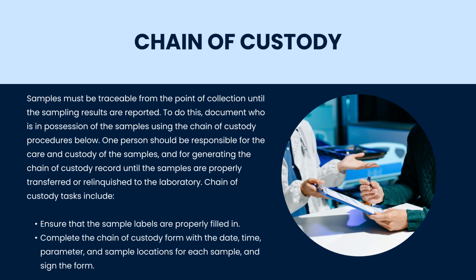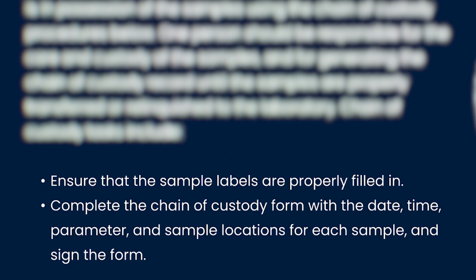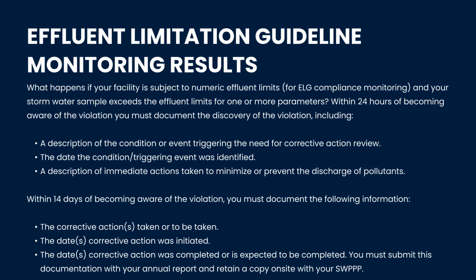Samples must be tracked from collection to analysis. This process, known as chain of custody, ensures that samples are properly labeled, documented, and handled throughout the testing process. If sampling results exceed permitted limits, the facility must act quickly. Initial documentation must occur within 24 hours, followed by corrective action planning and reporting within 14 days.